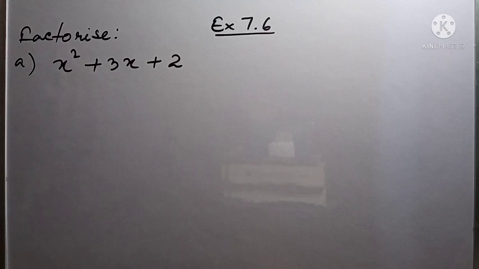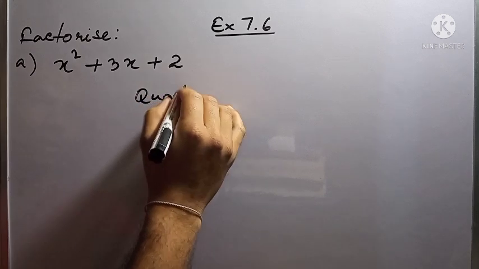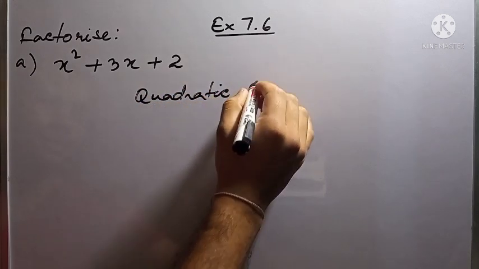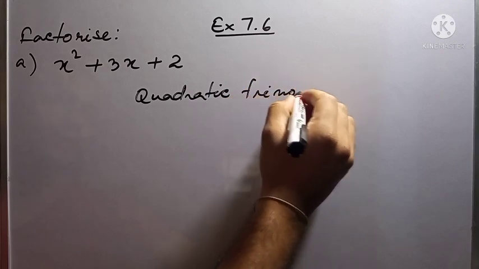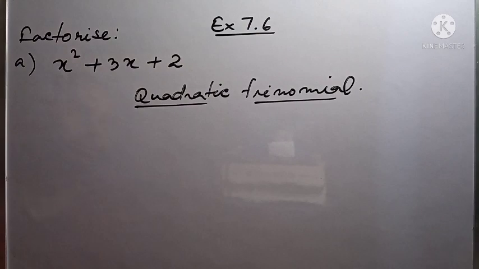Exercise 7.6, that is factorize. The first question is x squared plus 3x plus 2. Before we start the solution, let us know about a very important thing: quadratic trinomial. Okay, so let us see one by one.